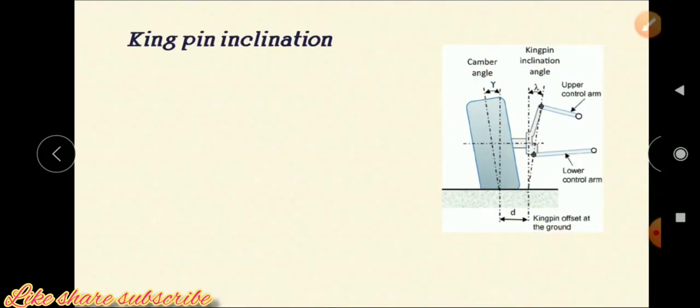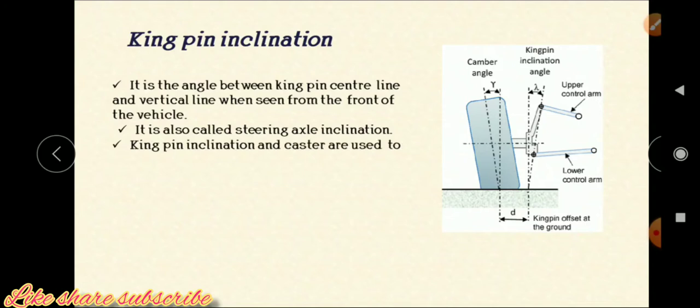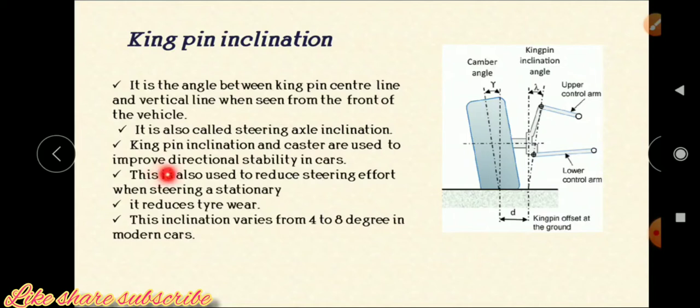And next is the kingpin inclination. Kingpin inclination is the angle between the kingpin center line and the vertical line when seen from the front of the vehicle. It is also called steering axis inclination, SAI, or kingpin inclination, and along with the caster it is used to improve the directional stability in cars. This is also used to reduce the steering effort when the vehicle is stationary. It reduces the tire wear, and this inclination varies from 4 to 8 degrees in modern cars. Now you can see the figure.